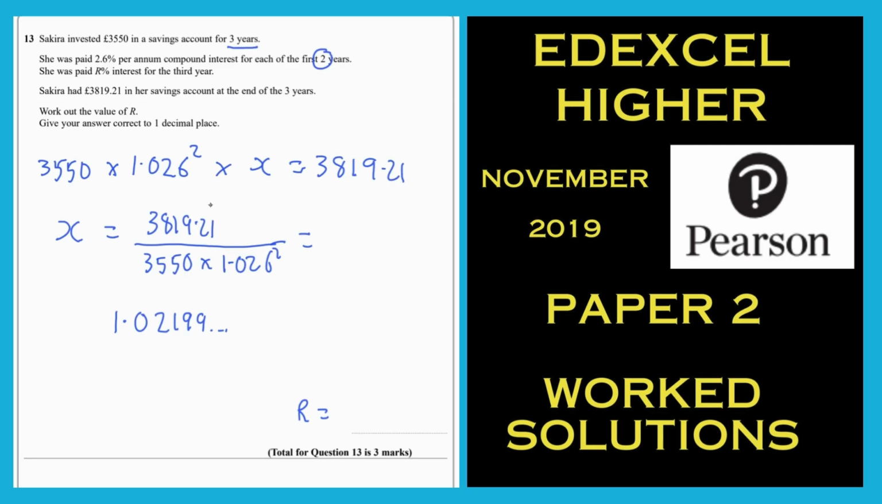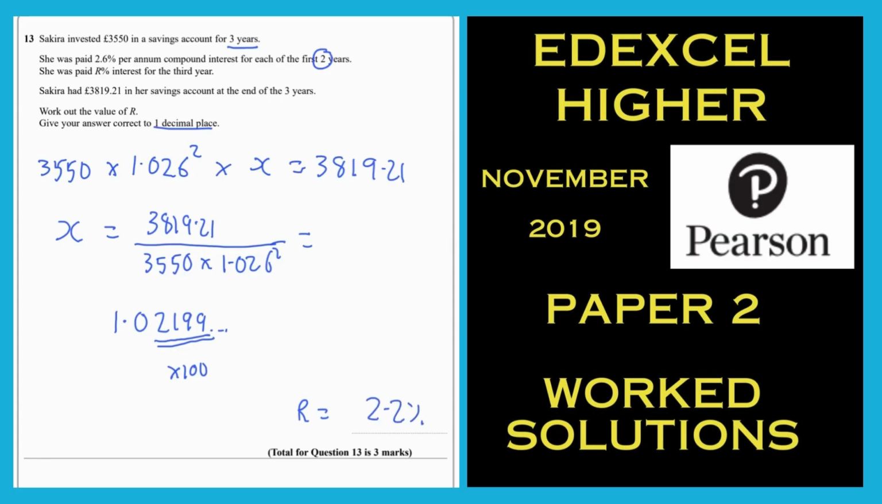R is not the multiplier. R is referring to the percentage. You need to ignore the 1 and multiply this by 100, and you'll get to 1 decimal place.